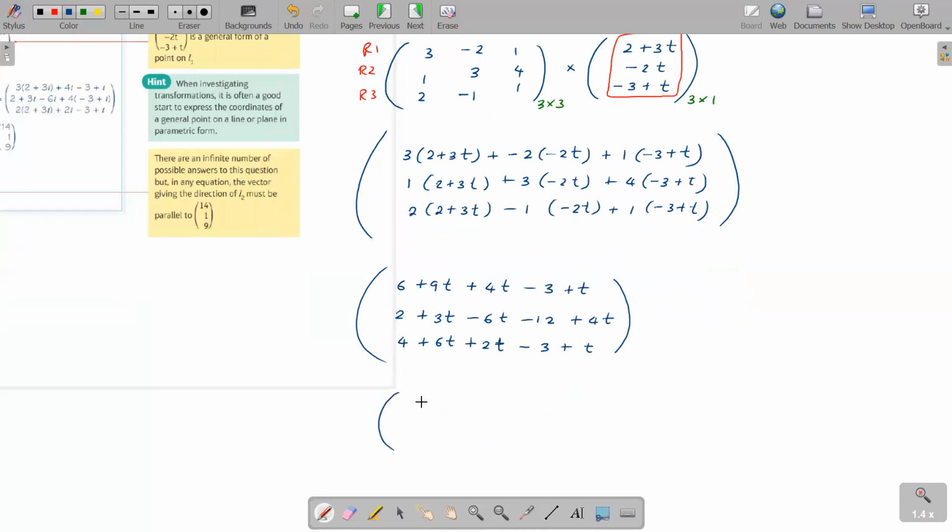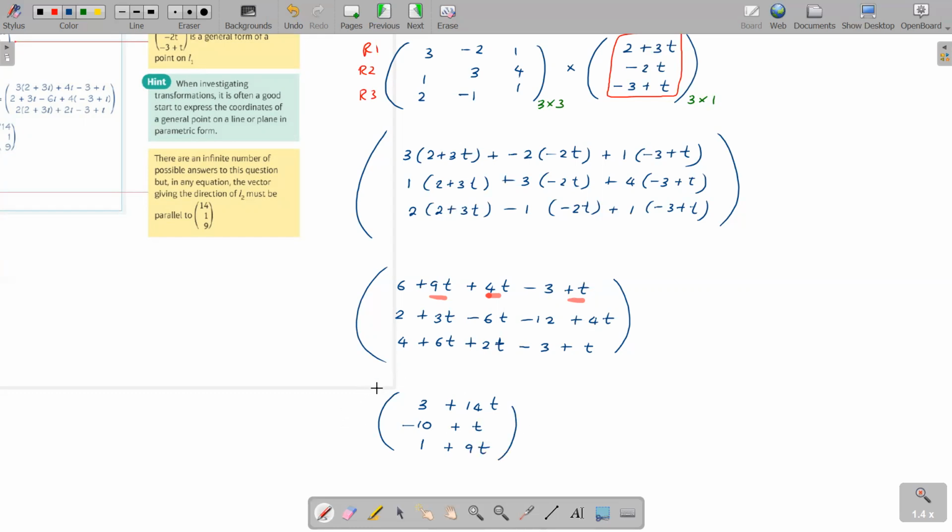6 minus 3 is 3. Can you add the t terms? 9t, 4t, 1t is how much? 14t. The next one, 2 and minus 12 is minus 10. 3t minus 6t plus 4t is how much? Add it. How much? Plus 1t. Next one, 4 minus 3 is 1. 6t, 2t, 1t, 9t. So this is the image.